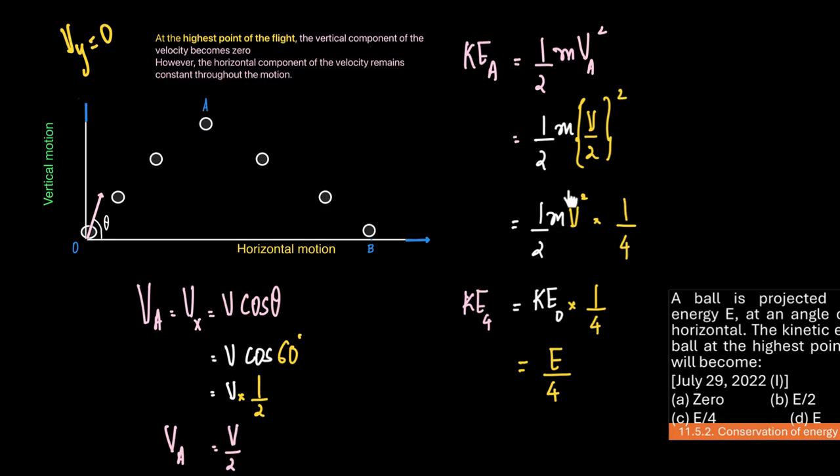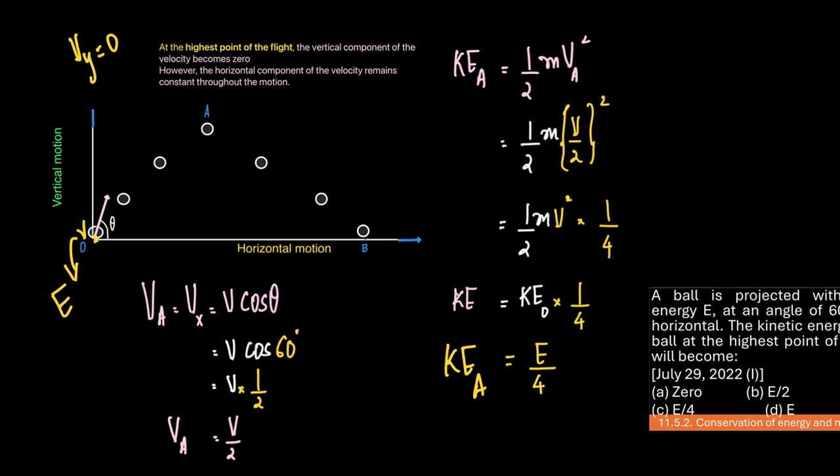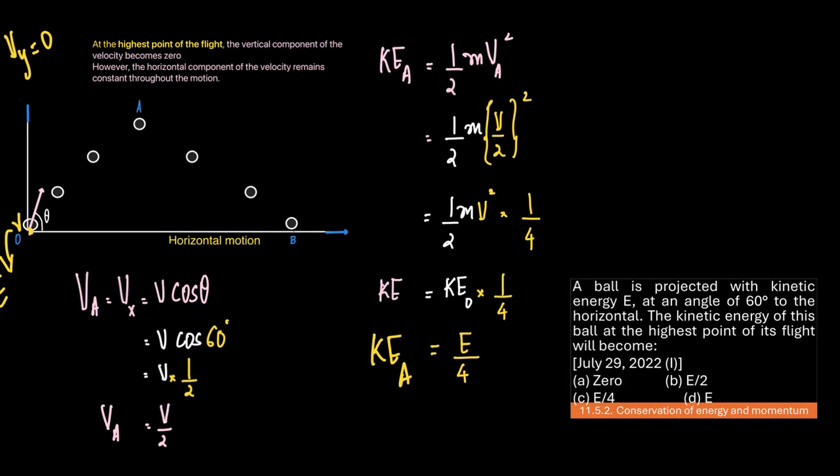Now, what is half mv square? The object is projected with the velocity v here, so it is actually the initial kinetic energy E. Therefore, I can say that half mv square can be replaced by the initial kinetic energy, KE0, which is equal to E into 1 by 4. Therefore, KE at A, my bad, this is not KE at 4, this should have been KE at A. KE at A will be equal to E by 4, which gives us the correct option as option C.